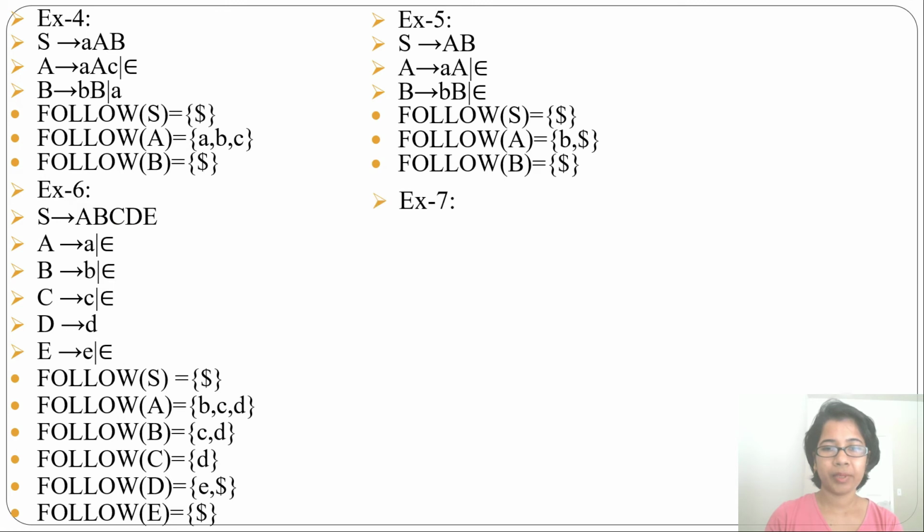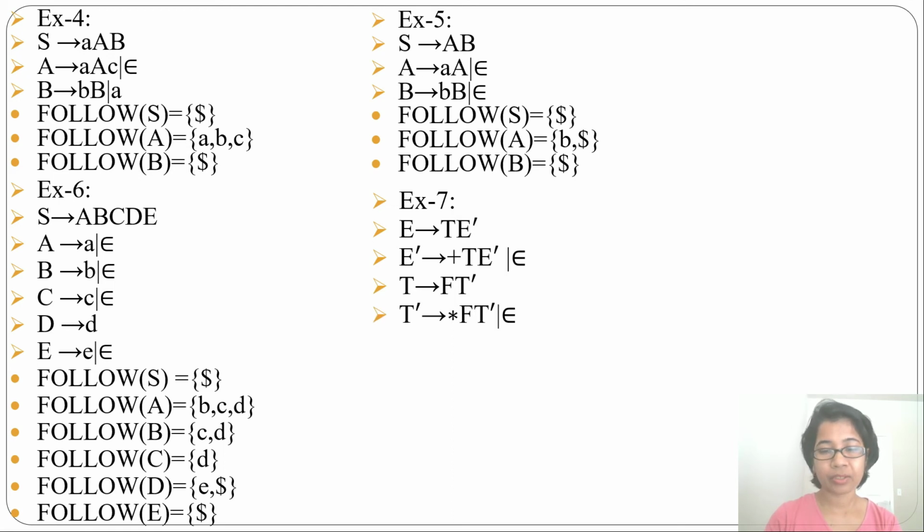Let's see another example. Example 7. E derives T E dash. E dash derives plus T E dash or epsilon. T derives F T dash. T dash derives multiplication F T dash or epsilon. F derives bracket E or ID. Now just check on the right side where E is present. E is present here. So after E there is an end bracket. Follow of E will be end bracket, and it is the start symbol. So that's why follow of E will be end bracket and dollar.